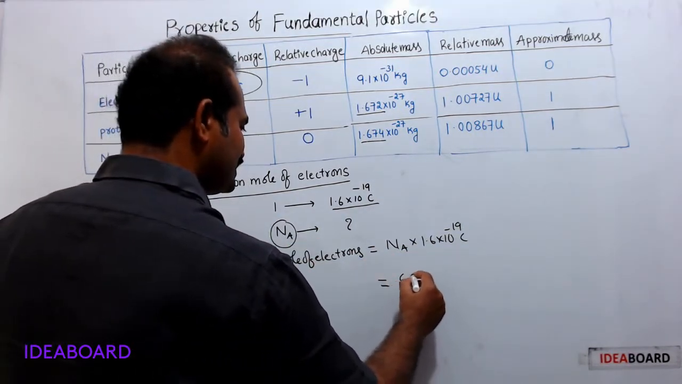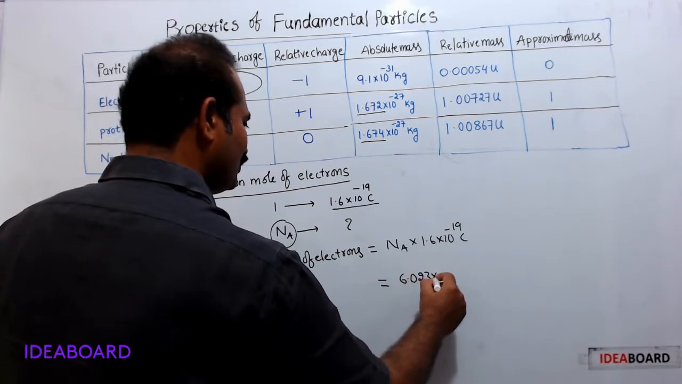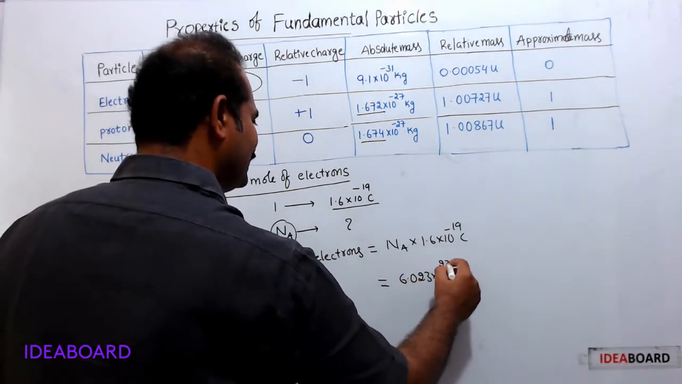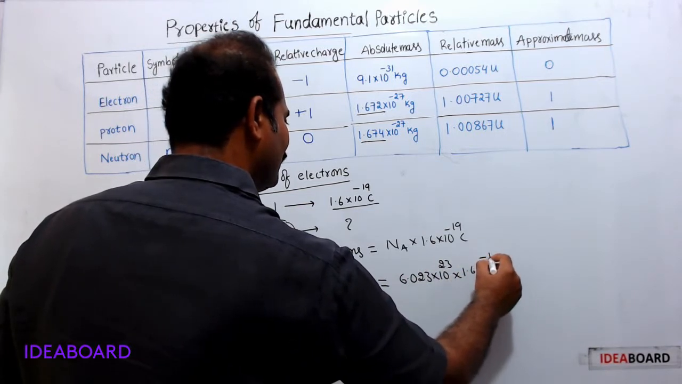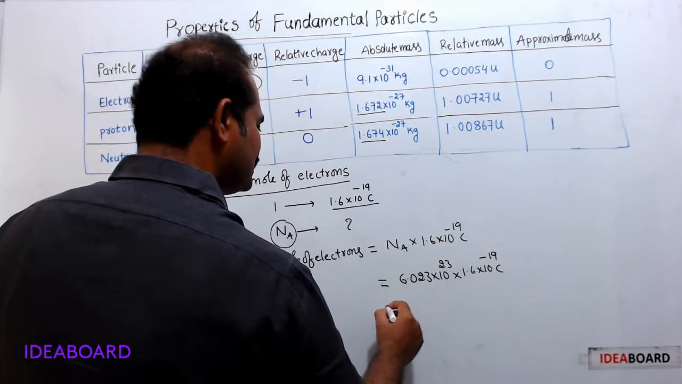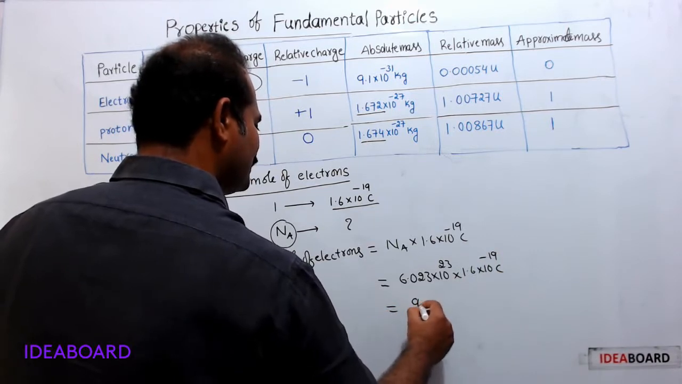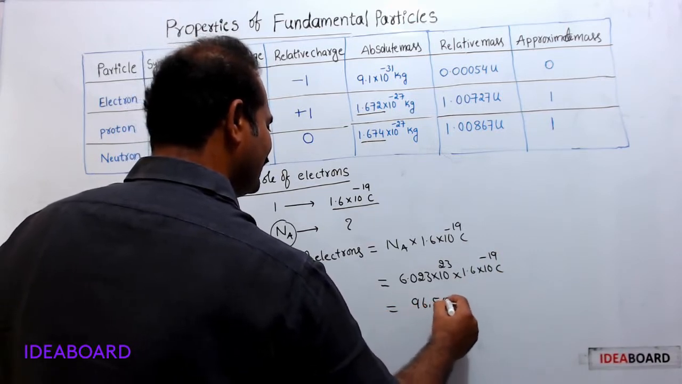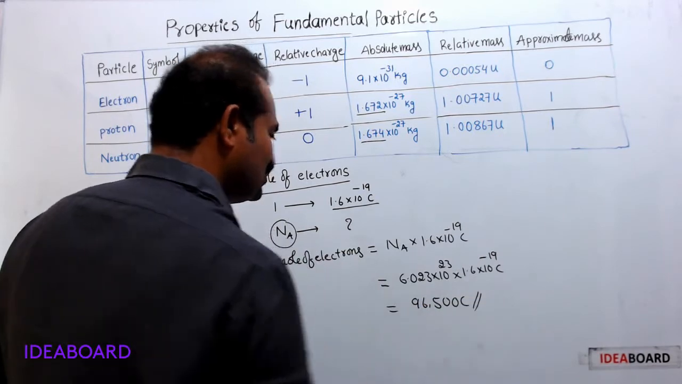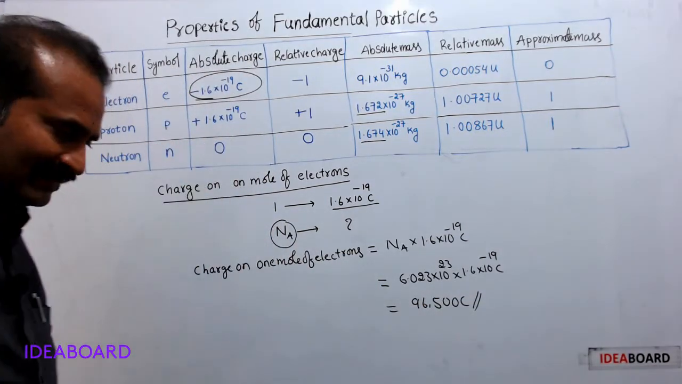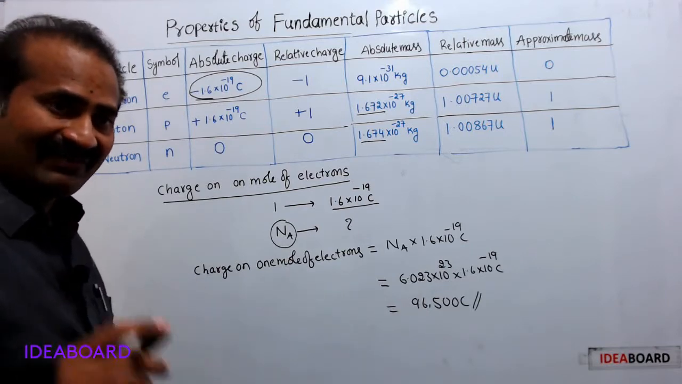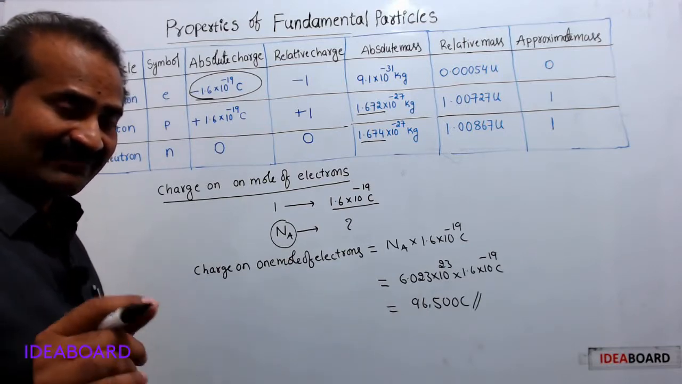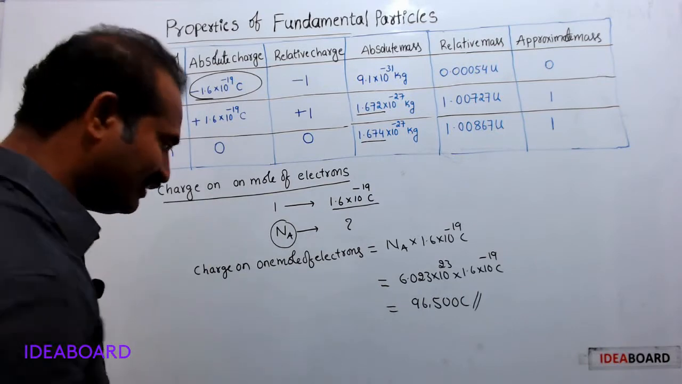We know 6.023 into 10 power 23. This into 1.6 into 10 power minus 19 coulomb. After simplifying this, approximately 96,500 coulombs. So this is the charge on 1 mole of electrons. See, this is also called as Faraday. Faraday is defined as, Faraday is nothing but charge on 1 mole of electrons.